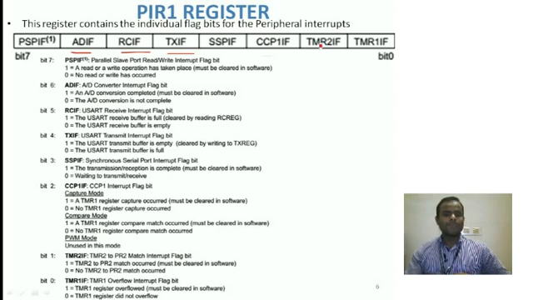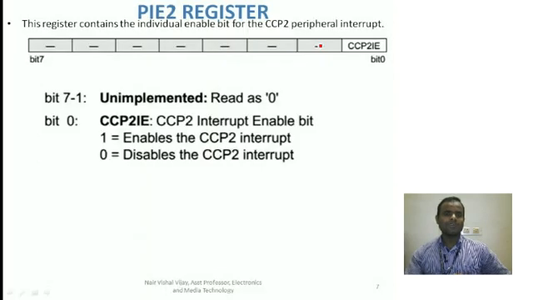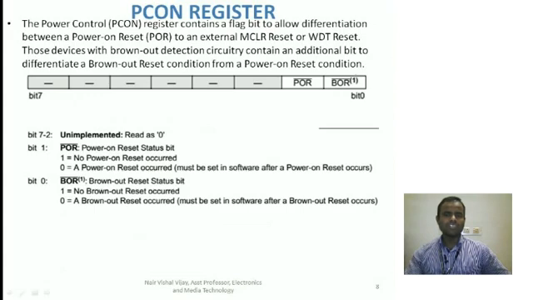Then you have a second peripheral interrupt enable register, which is only used to set an interrupt for capture compare 2 mode. As you know, the PIC 16F series has capture compare 2 mode. So if you want to enable this interrupt, you have to set the least significant bit in peripheral interrupt enable register number 2. Then you have your power control register, which is used for the power on reset status bit and the brownout reset status bit.